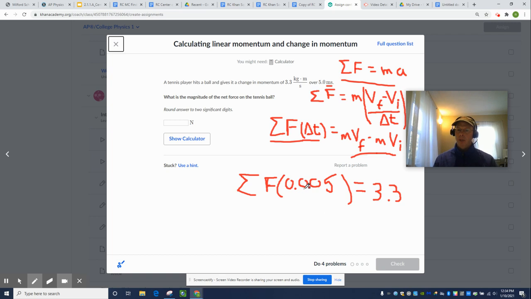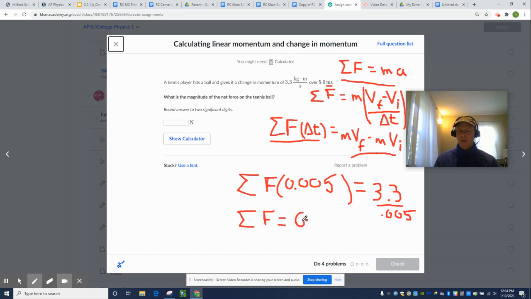So let's see, we undo multiplication with division. We're going to divide 3.3 by 0.005. What is that? Divided by 0.005. 660 newtons. So the net force is 660. Again, just 3.3 divided by 0.005. That is 5 milliseconds.